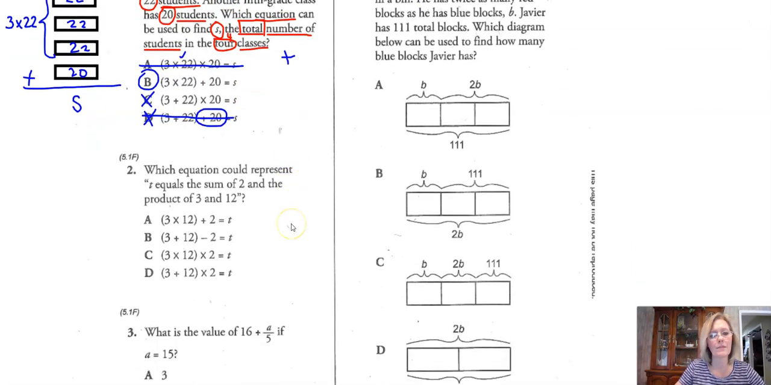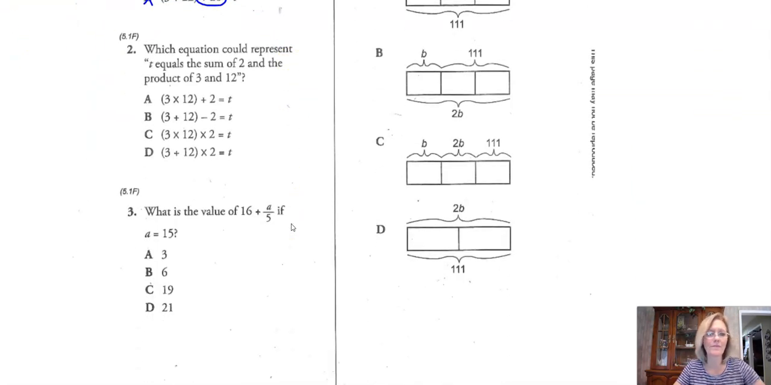So now that we have some of those in our head, let's come back and look at what our problem says right here on number 2. It says, which equation could best represent t? So we're looking for t being equal to something. T, I'm going to put the equal sign above it, equals the sum. We just talked about that. So somewhere in our problem, okay, I'm going to put a little thing out here. It's going to mean we have to add. All right, so it's going to be the sum of 2.